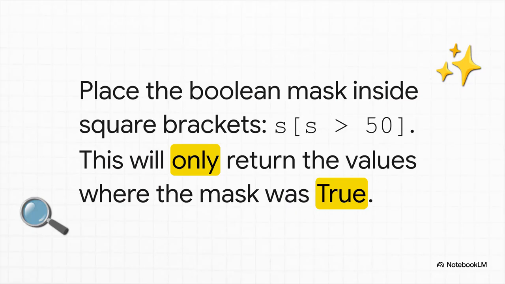And now for the magic trick. We take that Boolean mask, that list of trues and falses, and we stick it right inside the square brackets of our original series. So what happens? Well, it acts like a filter or a sieve. Only the values that lined up with a true in the mask get to pass through. It's such a clean and powerful way to select exactly the data you need.